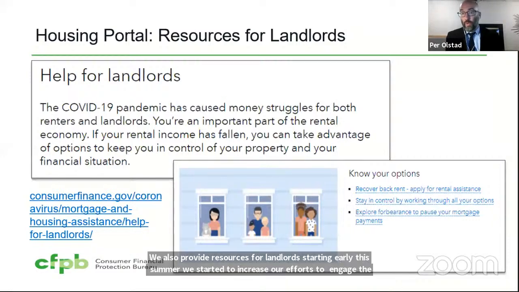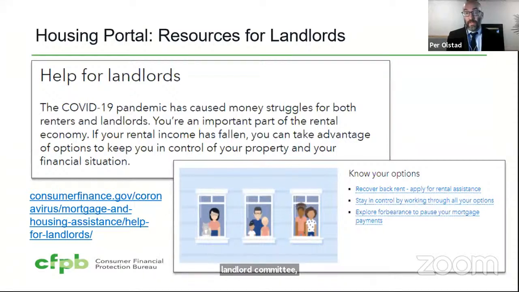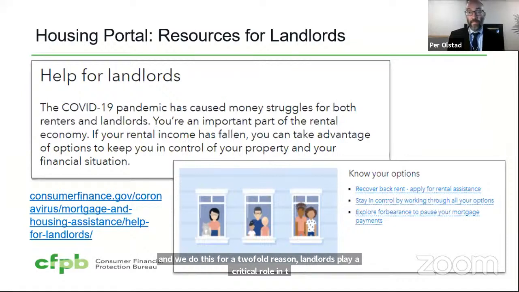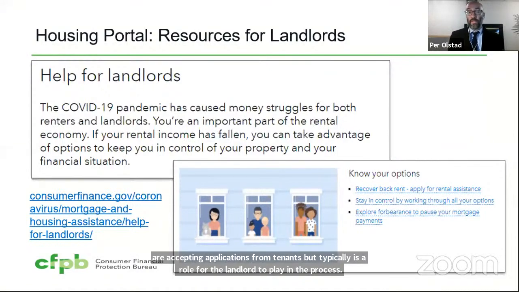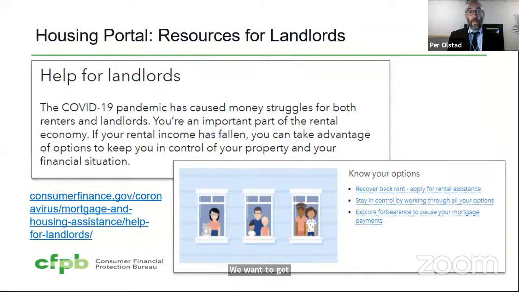We do this for sort of a twofold reason. Landlords play a critical role in the ERA process. Most programs are accepting applications directly from tenants, but typically there is a role for the landlord to play in the application process. So we really do want to focus on landlords to get them involved in the emergency rental assistance program.